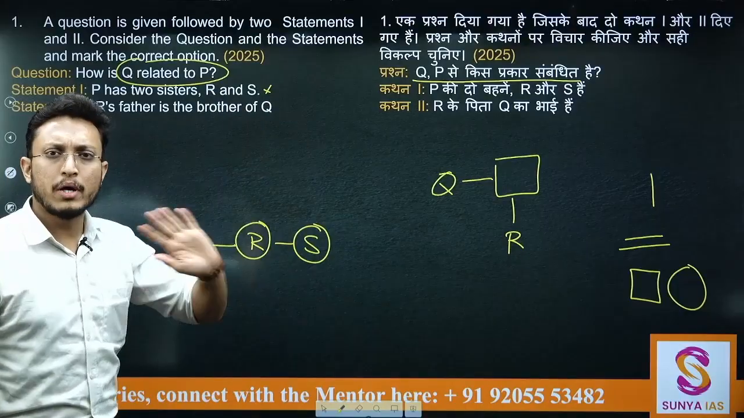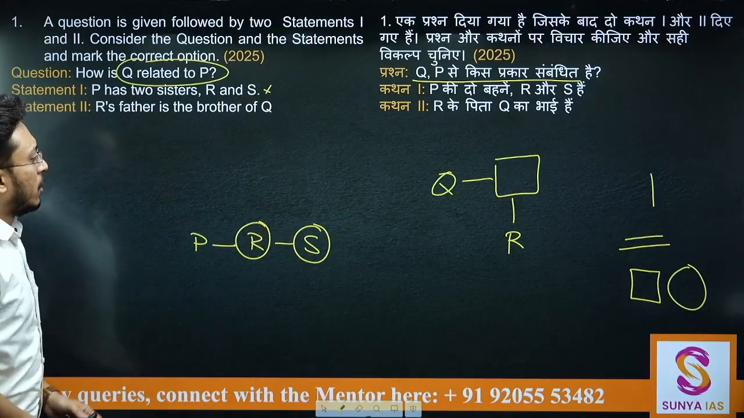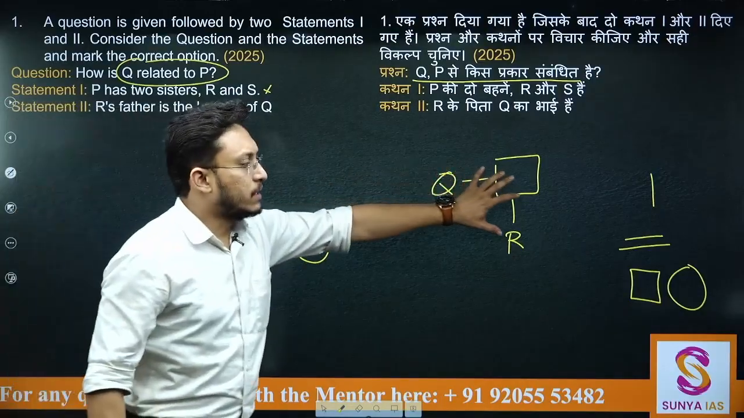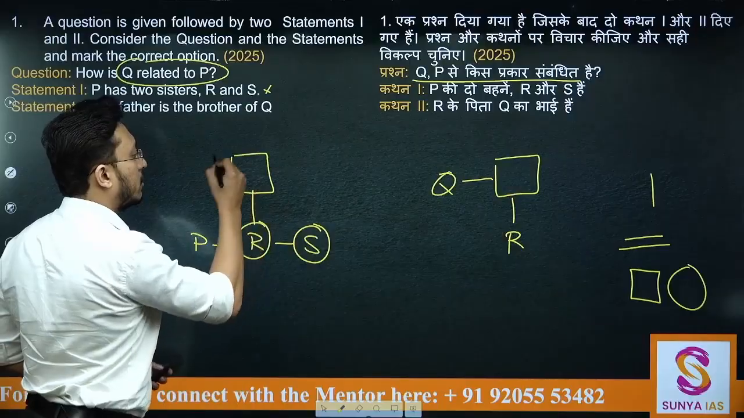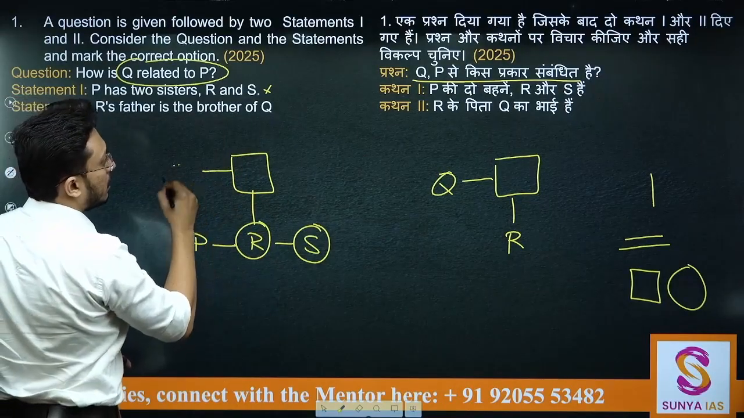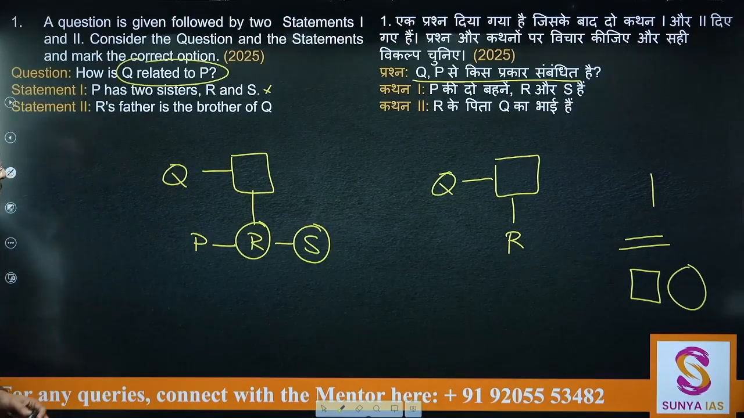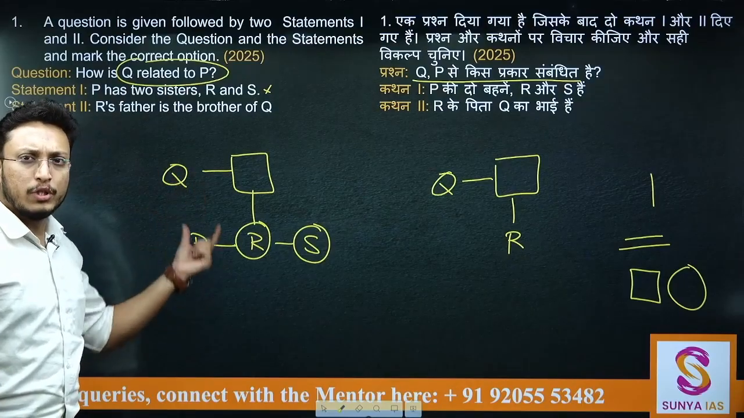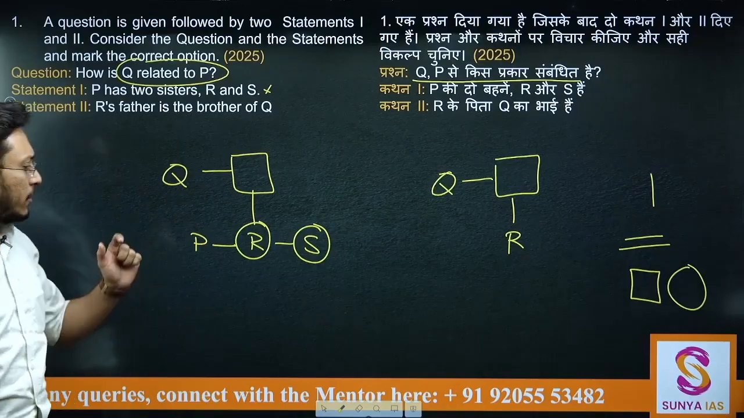You will have to combine both the statements. So let's combine both the statements now. Now if I combine this here, that R's father is the brother of Q. तो R के जो पिता हैं Q के भाई हैं. So this is what we know. अब how is Q related to P? How is Q related to P? Q का क्या संबंध है या Q किस प्रकार से P से संबंधित है ये बताना है.